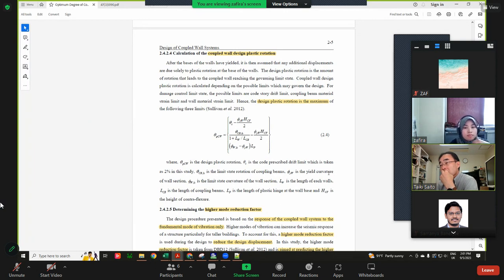Well, I don't think so. I think it doesn't matter, plastic or elastic. This is considered as a maximum rotation. And I think we saw this equation in the book also.